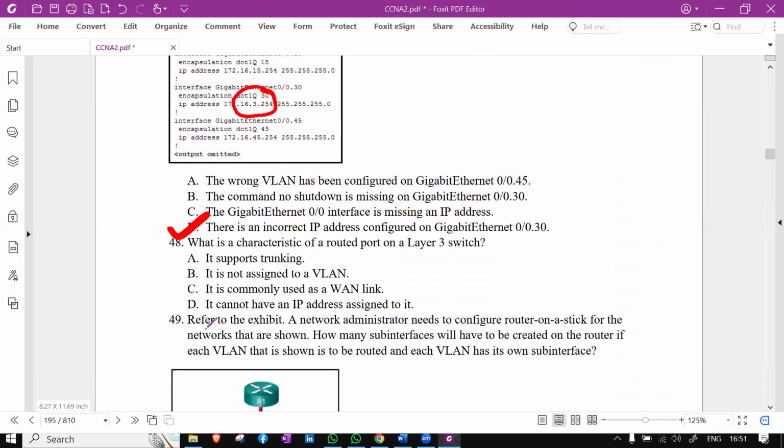Right, what is the characteristic of a routed port on a layer 3 switch? Routed port on a layer 3 switch. It supports trunking.